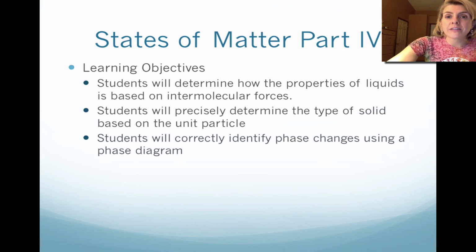This is the last section of the Chapter 12 States of Matter Part 4 video. In this video, we're going to talk about how properties of liquids can be determined just by their intermolecular forces. Also, we're going to precisely determine the type of solid based on the unit particle in that solid. And then lastly, we're going to identify the phase changes that occur using a phase diagram.